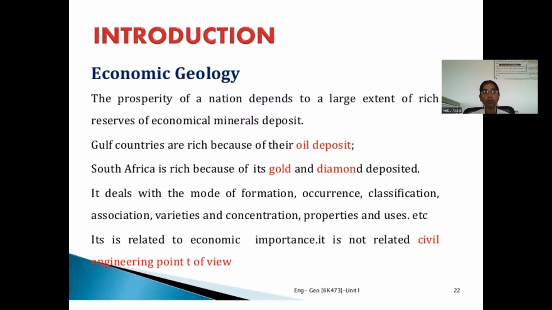The prosperity of a nation depends to a large extent on rich reserves of economic mineral deposits. Gulf countries are rich because of their oil deposits. South Africa is rich because of its gold and diamond deposits. It deals with the mode of formation, occurrence, classification, association, varieties, concentration, properties, and uses, etc. It is related to economic importance. It is not related to the engineering point of view.